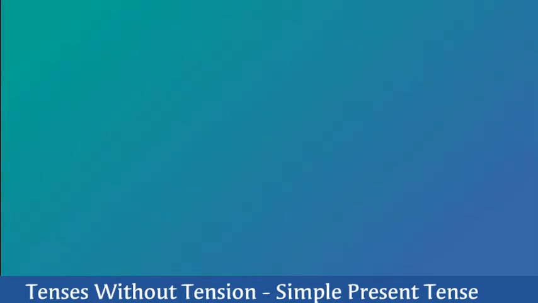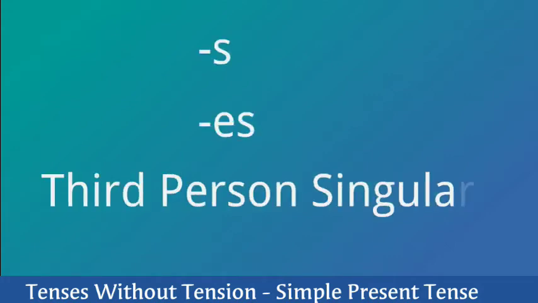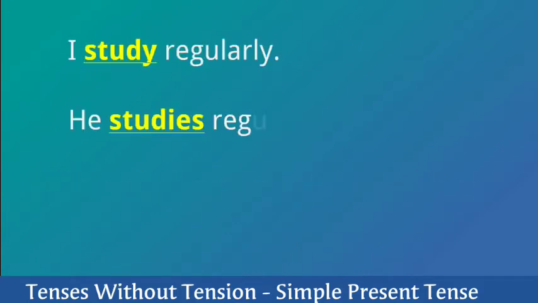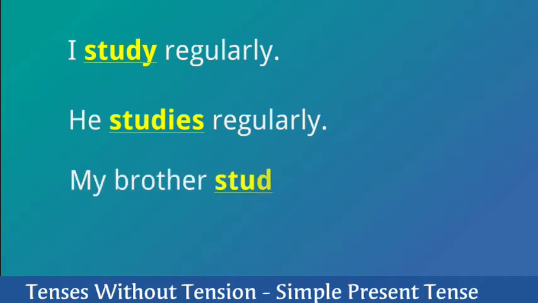One important tip: we add s or es to the verb when it is used with the third person singular subject. Here are some examples. I study regularly. He studies regularly. My brother studies regularly. In the first sentence, we have used study, whereas in the second sentence, we have used studies. Because I is the first person singular subject, whereas he belongs to the third person singular. In the third sentence, my brother is also third person singular. Hence, we say my brother studies regularly.